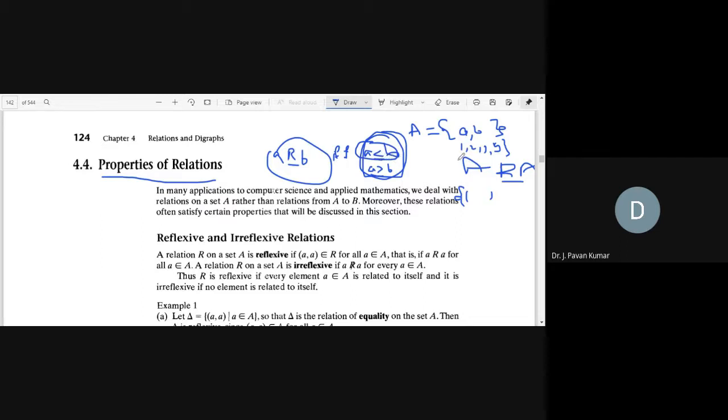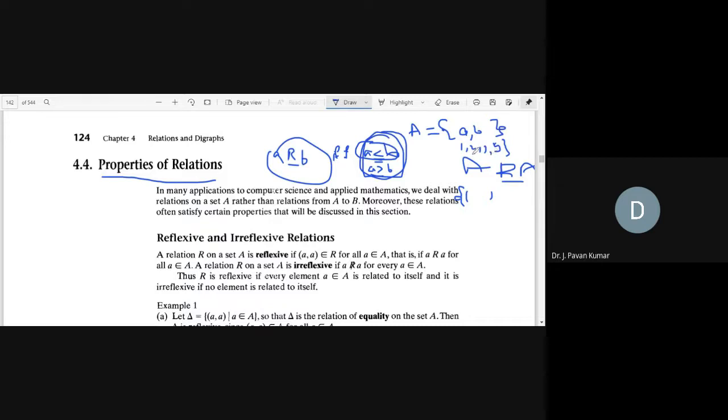2 comma 2, A less than or equal to B. So 2 is less than or equal to 2. Will 2 comma 2 be part of this relation or not? Yes, because it satisfies this condition. Next, similarly, 2 comma 3 and 2 comma 5 will be part.